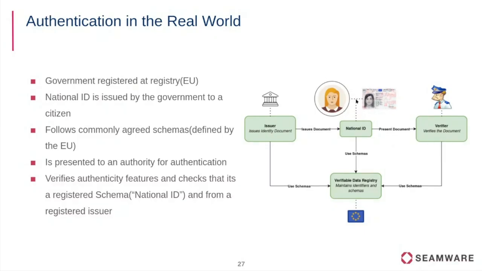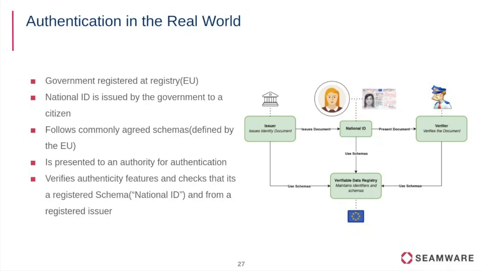With having now this card, I'm the holder of this national ID card that follows the common schemas defined by the European Union and some additional standardization bodies. Now, if somebody comes and asks me for authenticating myself, I can present my identity without asking the government for permission, without contacting the government, because I'm the holder of my identity now and can present it. I can present it, for example, to the police officer, who then starts to verify this document.